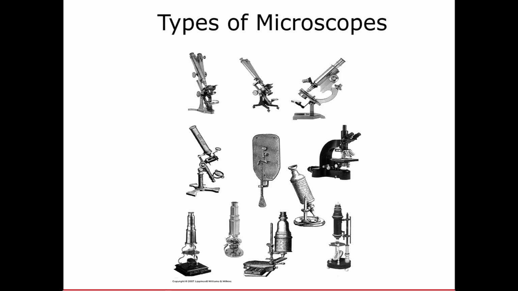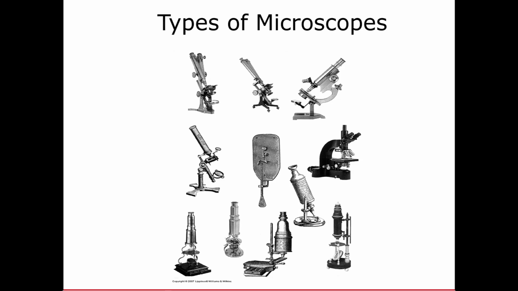So here are the different types of scopes. This was the first one, and then they finally learned to put two lenses together. And so at some point in time, we had the two lenses, and it didn't really improve much for a long time. They just did fancy decorations on the body tube, and that's about it. And then somebody said, well, why don't we have two eyepieces, so we can look at it sort of like a binocular. And then that was sort of the next step up.